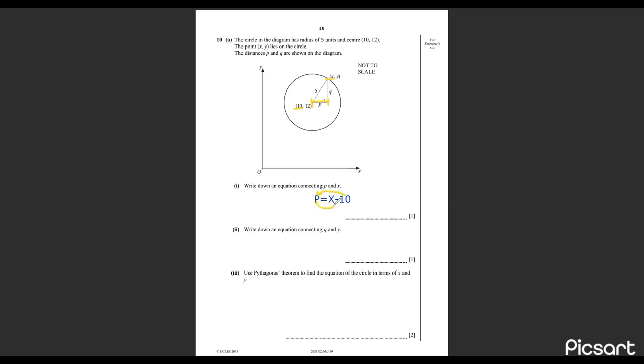Make it here, so x minus p would be equal to 10. And now we have connected the x-axis. Now we want to connect the y-axis in the second question, which is q.